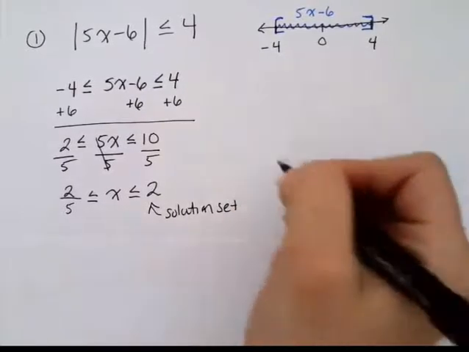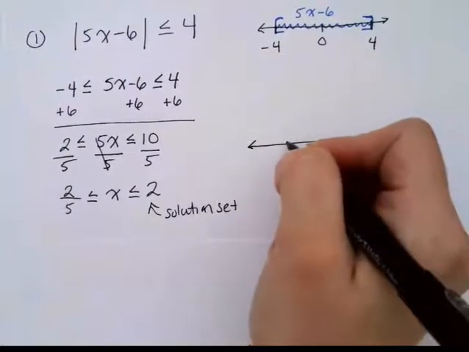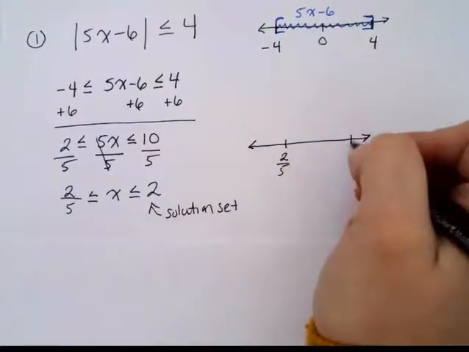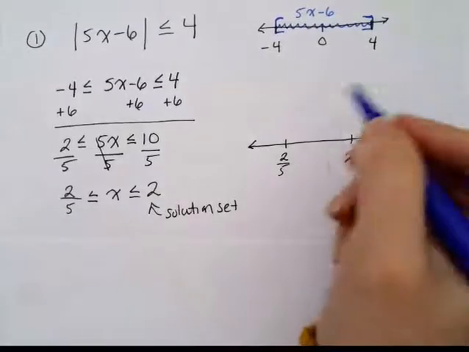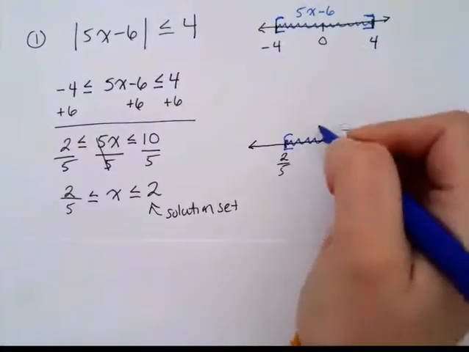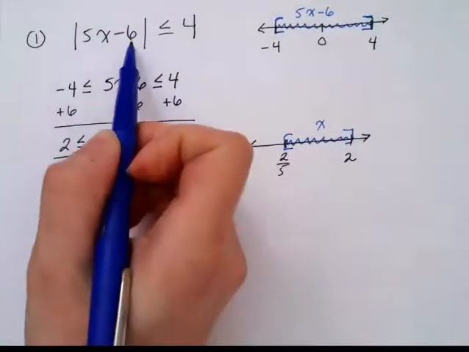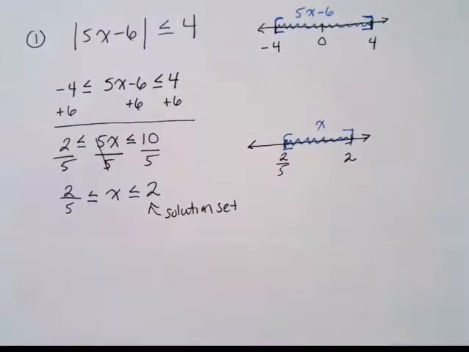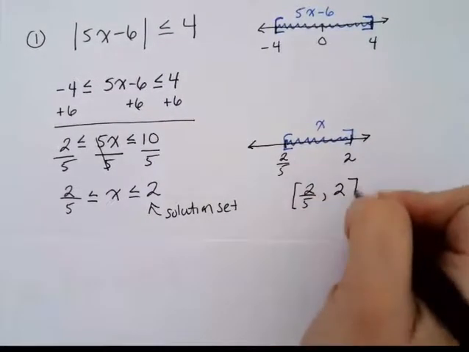If I want to graph my solution set, I have 2/5 and 2. 2/5 is smaller. They both are included, so I have brackets at each of them. This is an and inequality. I'm shading in between. So this represents the values of x that make this statement true, and this statement is equivalent to our absolute value inequality. We can also practice writing this as an interval. 2/5, comma 2, with brackets around both of them.